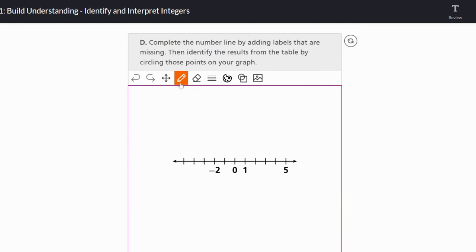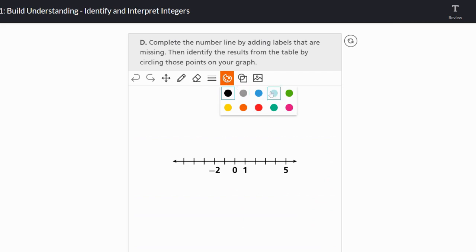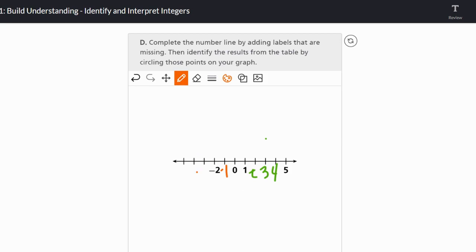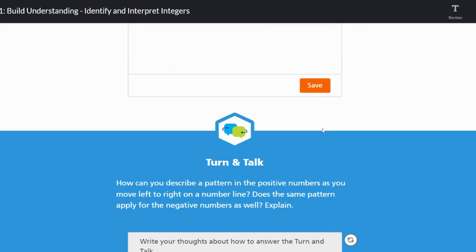Okay, so I would prefer to start with the positive numbers, and I'm going to write them in green, although you do not have to. So we have 0, 1, 2, 3, 4, and 5. Now let's go backwards to our negative numbers. We have 0, then we're going to have negative 1, negative 2, negative 3. It's hard to write. Negative 4 and negative 5. Let's save it.